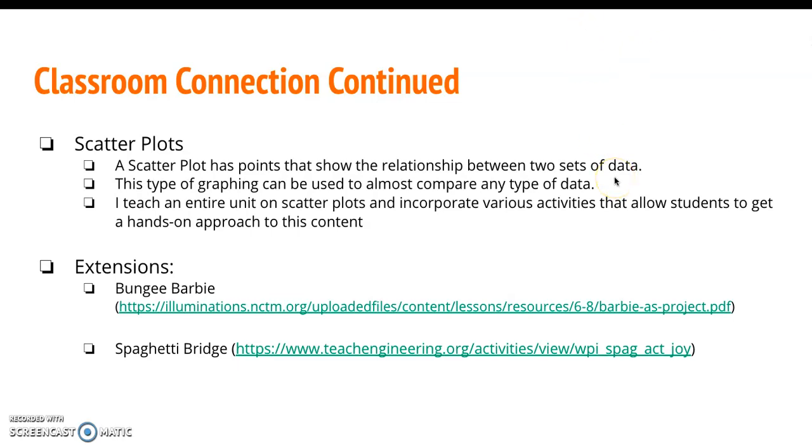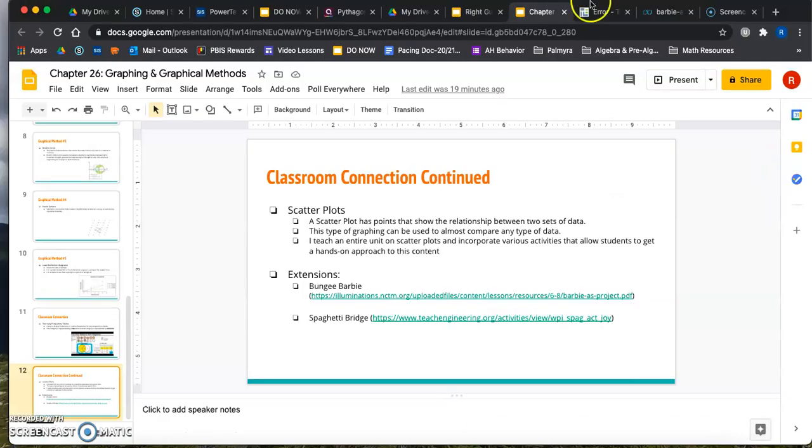The second one is scatter plots, and I know I've talked about that a little bit earlier, but we use scatter plots as a whole unit. It's comparing any type of data, but it allows the students, at least in our classes, to kind of gain a perspective of a hands-on approach to this content. So we do a couple of extensions with scatter plots known as Bungee Barbie and Spaghetti Bridge. So if I pull that up for you for 1 second here.